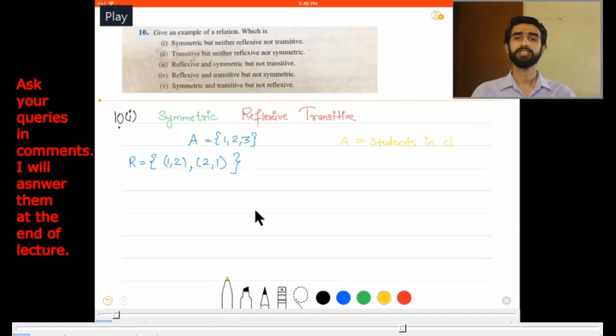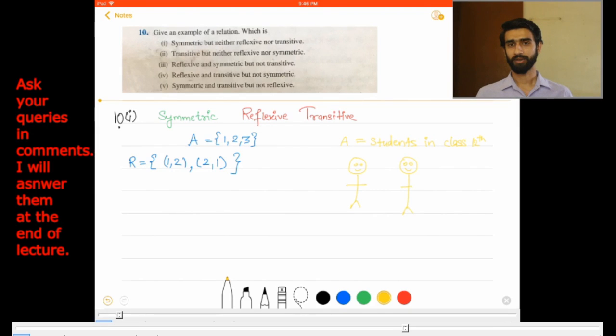Now let's take an example from real life. I am defining a set A, and set A says students in class 12, all students in class 12. And I have a person. And now I am defining the relation friendship. Now can you say I am a friend of myself? No. So this person is not related to itself. So this relation of friendship is not reflexive.